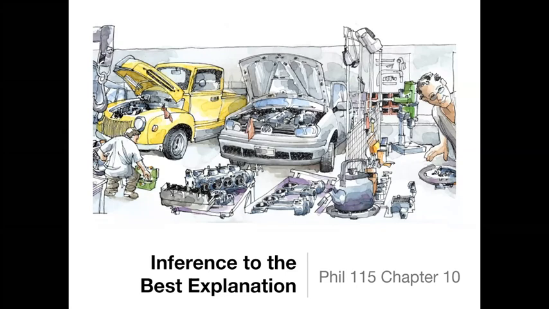This is chapter 10, Inference to the Best Explanation. And really, chapter 10 is a culmination of our examination of inductive reasoning. Inference to the best explanation is used every day in many different facets of our lives. As you can see here on the screen, we use this kind of reasoning when we're trying to figure out what's wrong with our car, or who or what caused the broken glass in our freezer, for example.